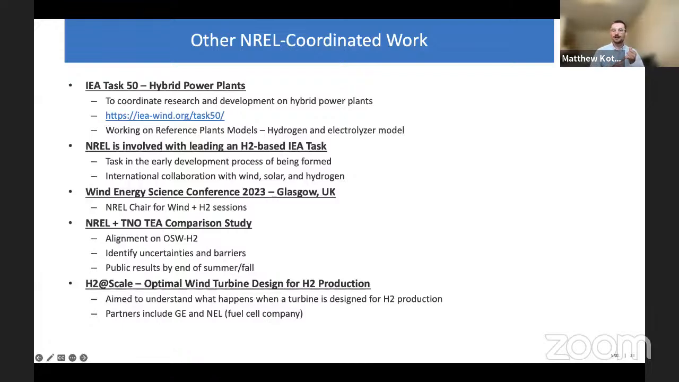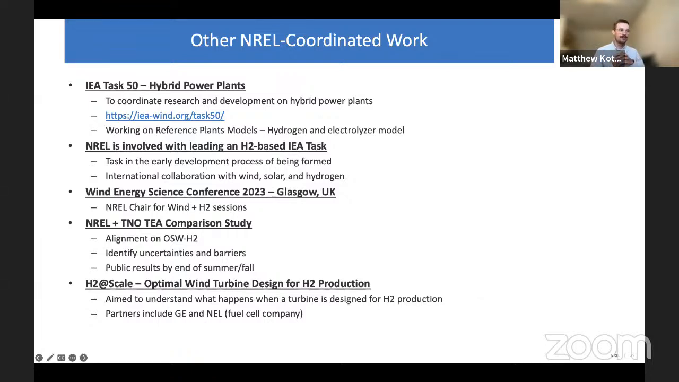NREL is also going to be the chair for a Wind H2 session at WESC, which is the end of May in Glasgow, Scotland. And then here I have 2 project collaboration examples as well, where there is an NREL and TNO techno-economic analysis comparison study. And this is to ensure that there is alignment on offshore wind H2 research in hopes of identifying uncertainties, barriers, and also potentially validating different assumptions based on how early this kind of concept is.